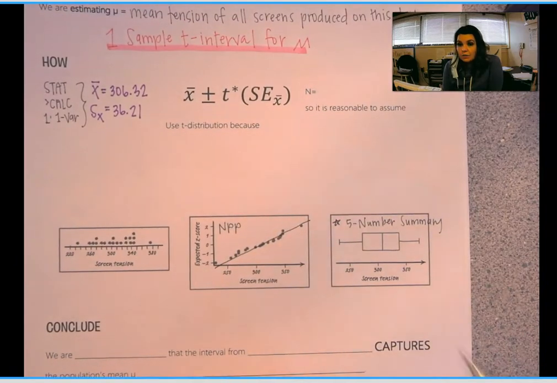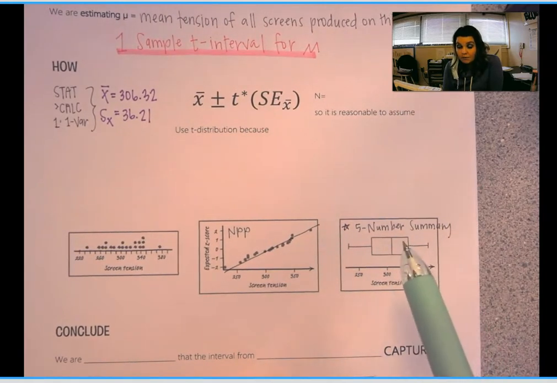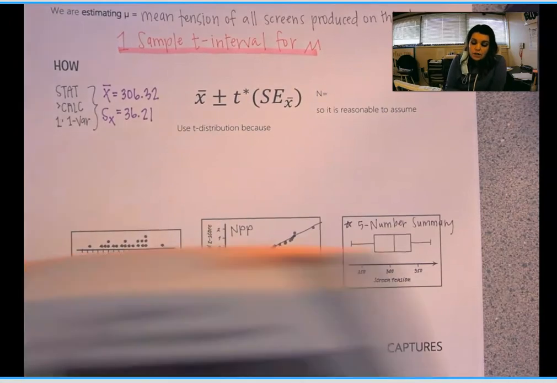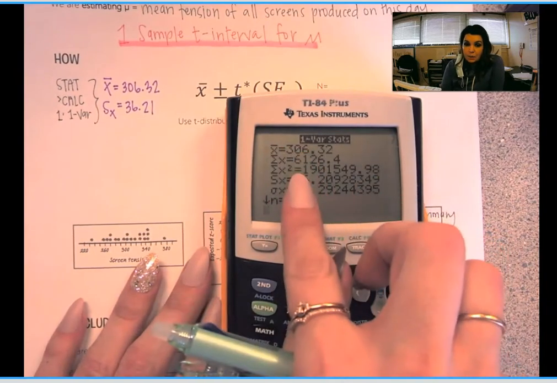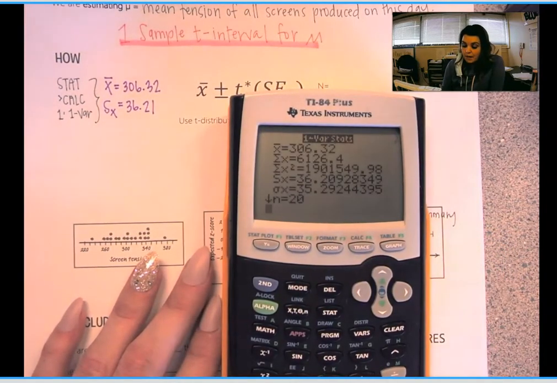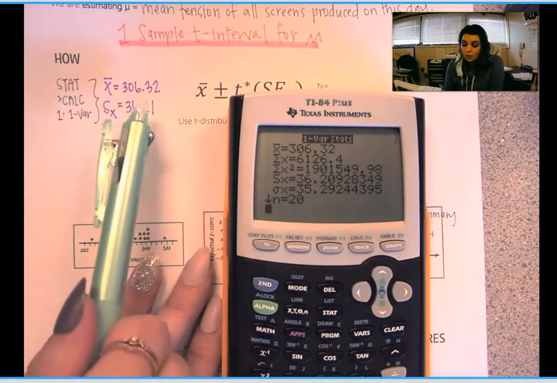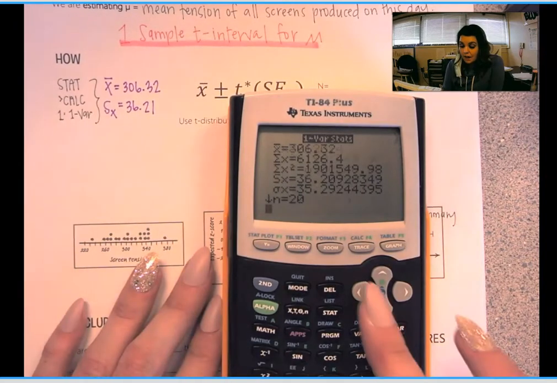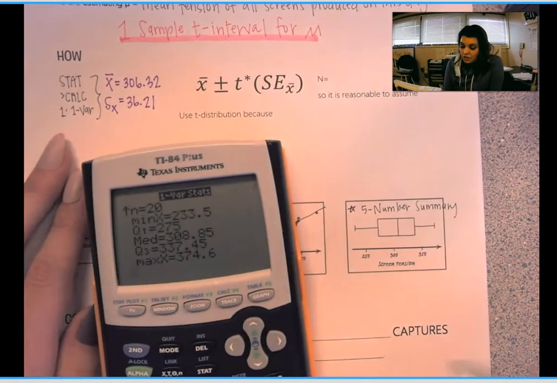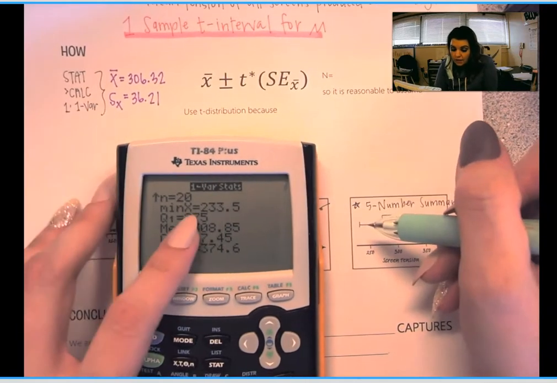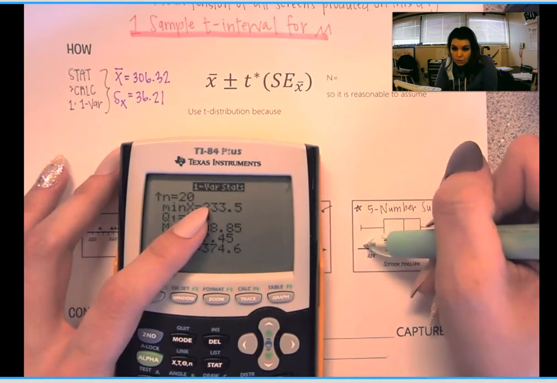The last reason that I prefer to do the box plot as my graph to show that I can use a T procedure is because a lot of the time I have to calculate X bar and S, and to get my 5-number summary to make the box plot, it's all on this same screen. So I can pull my X bar, my S, and then I can also pull the 5-number summary. And if we compare these two things, we can see that they match. So for instance, our minimum is 233.5. That looks like 233.5.